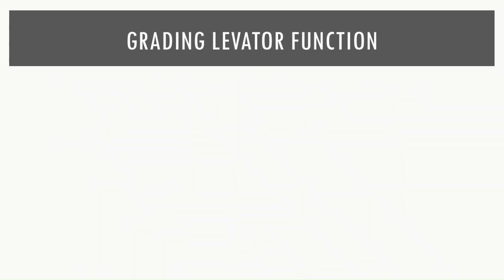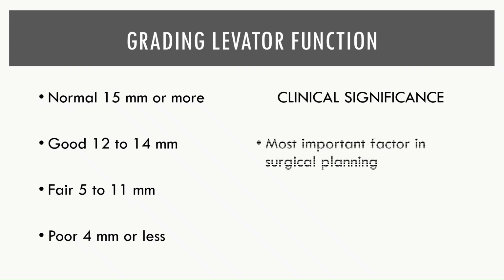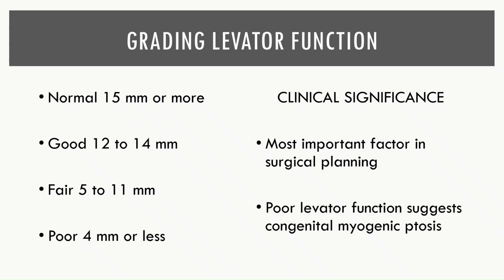Grading of levator function is as follows. Normal is 15 mm or more. Good, 12 to 14 mm. Fair, 5 to 11 mm. And poor, 4 mm or less. The clinical significance lies in surgical planning. Poor levator function suggests congenital myogenic ptosis.